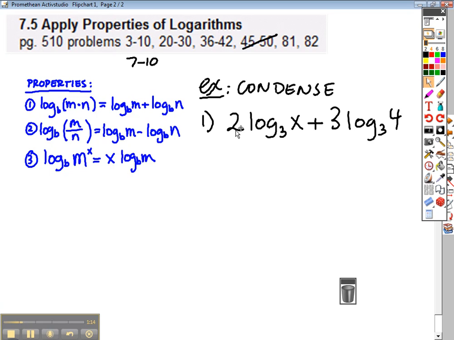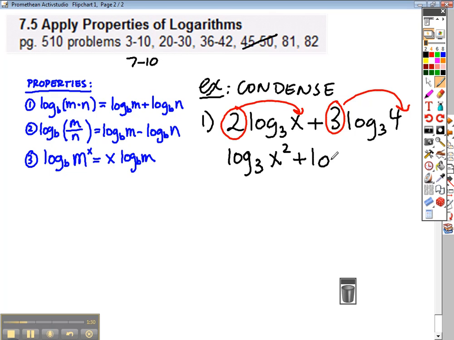So what I'm going to do is take the numbers in front and move them back up as exponents. Okay, so let me do that again. We're going to take the numbers in the front and move them back up as exponents. Okay, so the new problem looks like this. Log base 3 of x squared plus log base 3 of 4 cubed. Okay, and then plus turns into a times. So there's only one log, and it's going to go x squared times 4 cubed. 4 cubed, you can work that out to be 64.